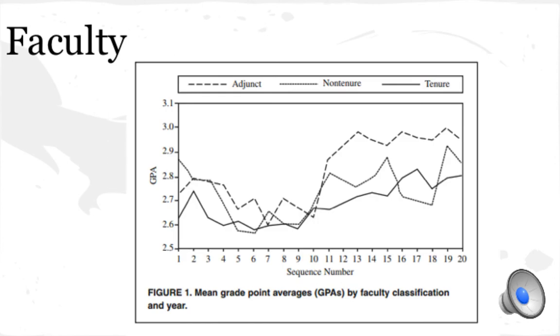This line graph shows the plots of GPA of students taught by different types of teachers over 20 years, from 1983 to 2003. Overall, as you can see from the graph, the GPA of students taught by adjunct professors is higher than those taught by tenured and non-tenured faculty.